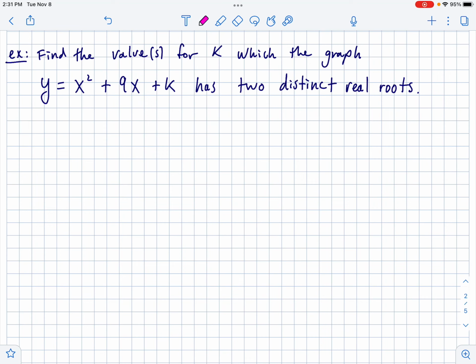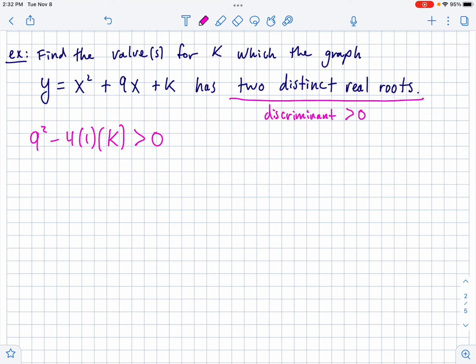This next example is: find the values for k for which the graph y equals x squared plus 9x plus k has 2 distinct real roots. Well, if there are 2 distinct real roots, you know that the discriminant has to be positive. It has to be greater than 0. So we're going to do b squared minus 4ac. We know this has to be bigger than 0.